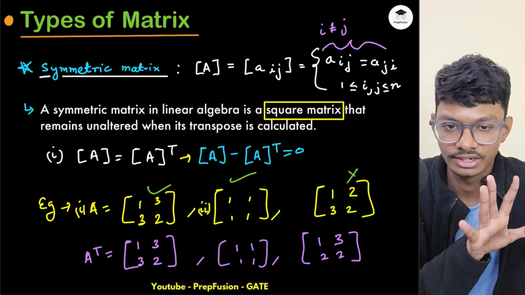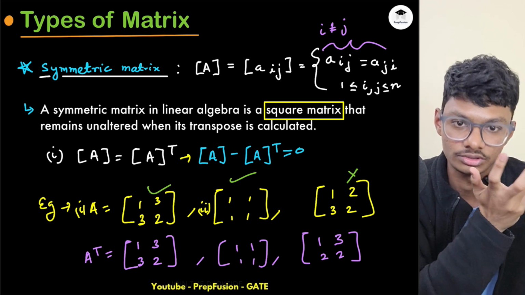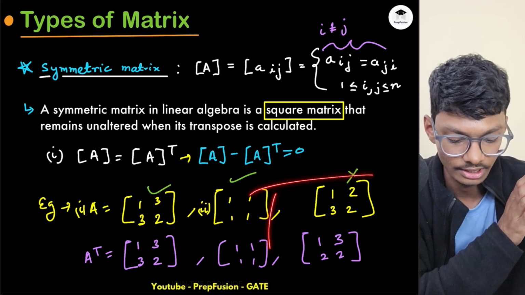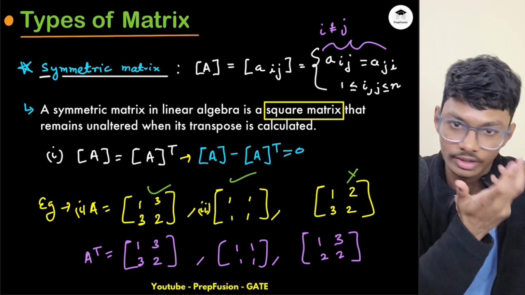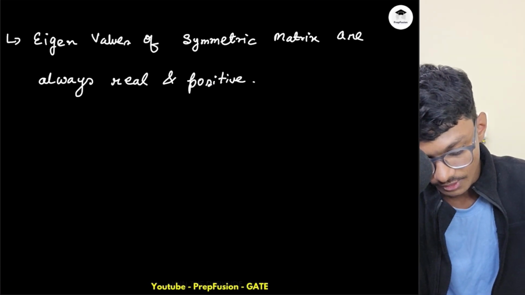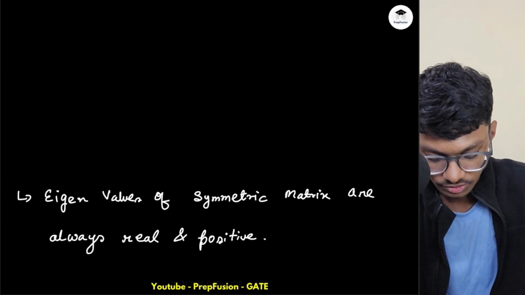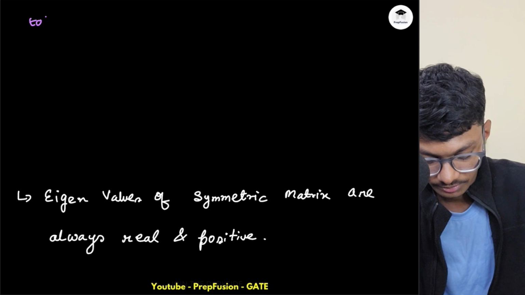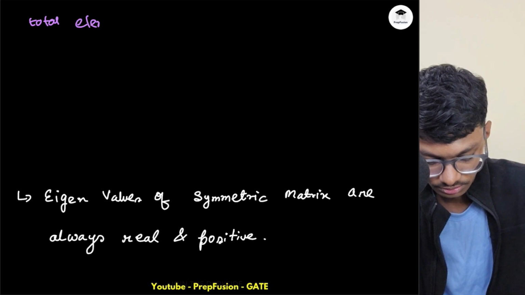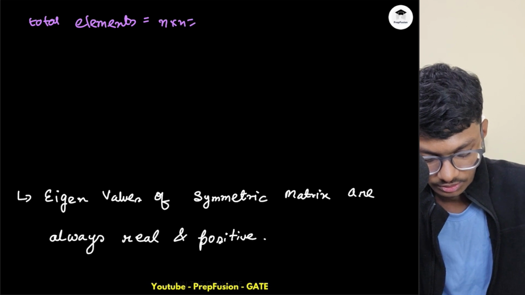Or just to understand simply, 2 cross 2, how many elements do I have? 4, 2 times 2 is 4. 3 cross 3, how many elements? 9, 3 times 3. So 3 square. So n cross n is n square. How can we derive this? I will write this statement later. So total elements equals n cross n equals n square.